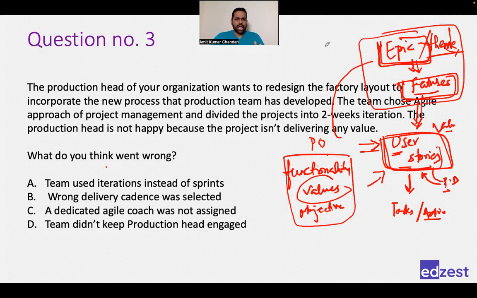So for now, what would be tested, or what we should know for the PMP exam, is that epics, features, and themes are bigger than user stories. They need to be broken down into user stories for us to manage. If you remember that, nothing else is required.